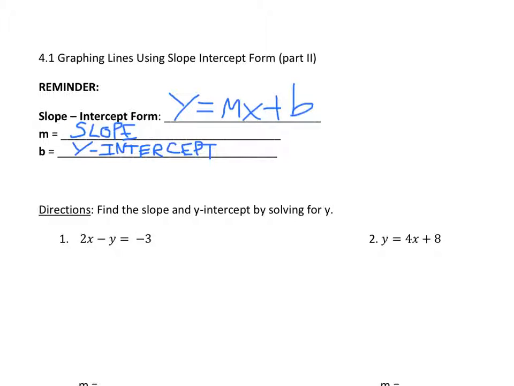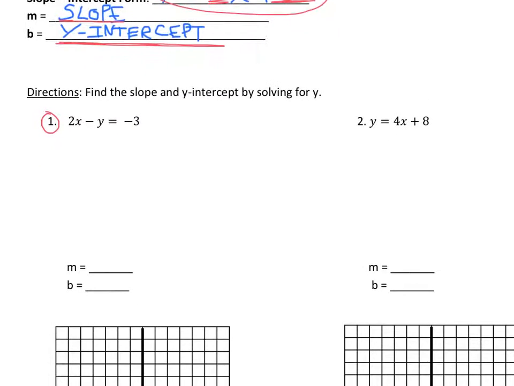Alright guys, for this video we are going to graph lines again using y equals mx plus b, the slope-intercept form. Remember, this m is the slope and this b is the y-intercept. When it's in this form, it's very easy to get at least 2 points and graph the line. But what we're going to do is look at examples like number 1 where y is not completely by itself. So we're just going to add that new step in. We're going to get y by itself, then identify the slope and the y-intercept, and then graph. Alright, so let's do number 1.